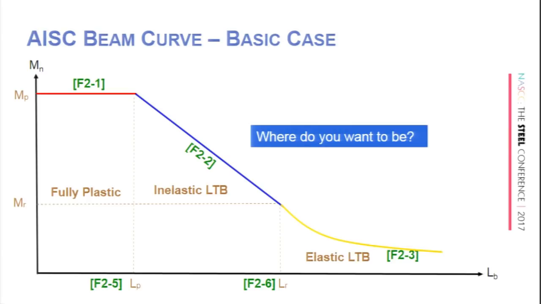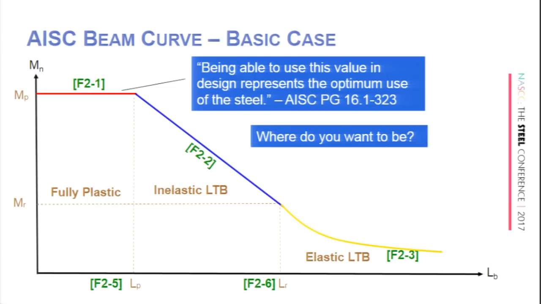So the big question really amounts to is, where do you want to be on the curve? Do you want to be in the elastic region, the inelastic lateral torsional buckling region, or the plastic region? Well, the AISC code will tell you on page 16.1-323 that being able to use the full plastic moment capacity represents the optimum use of the steel.